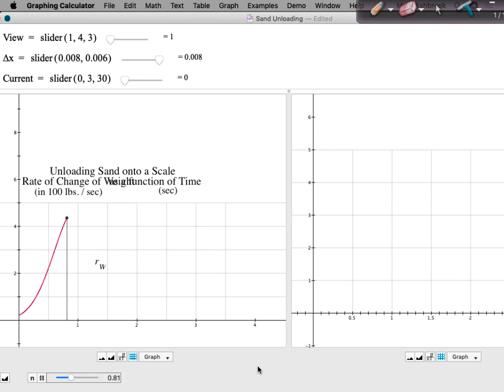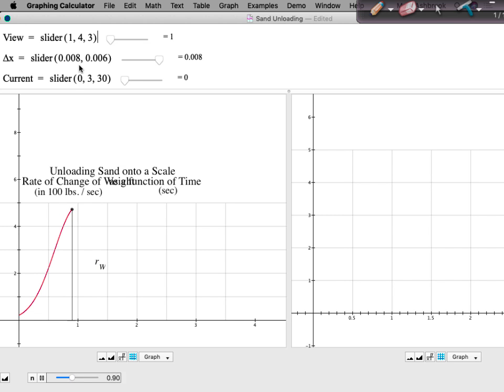Okay, and I'll give you the formula for that. But the whole GC file should work if you change the rate function, everything will work according to the new rate function. I will give you the sand unloading function. So view one is just showing the exact rate. So view two then shows.